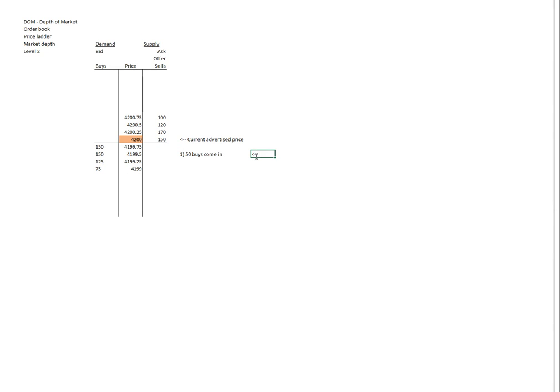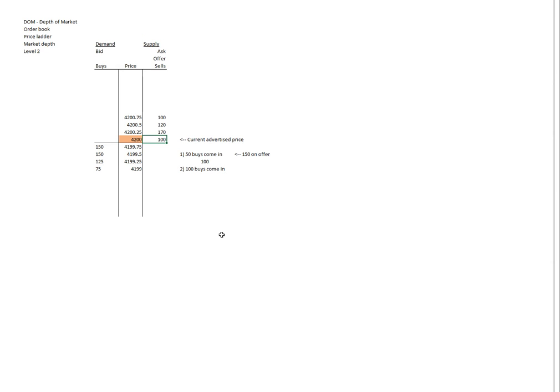what's going to happen here is that because 50 hit, that 150 becomes 100. And now we've got a new balance sitting here. But what does not happen is that 4,200 is still the price. The reason for that is that all 100 of these were not taken out yet. To really be able to move price, somebody actually has to come to market and continue to hit that. So now let's say that 100 more buys come in.